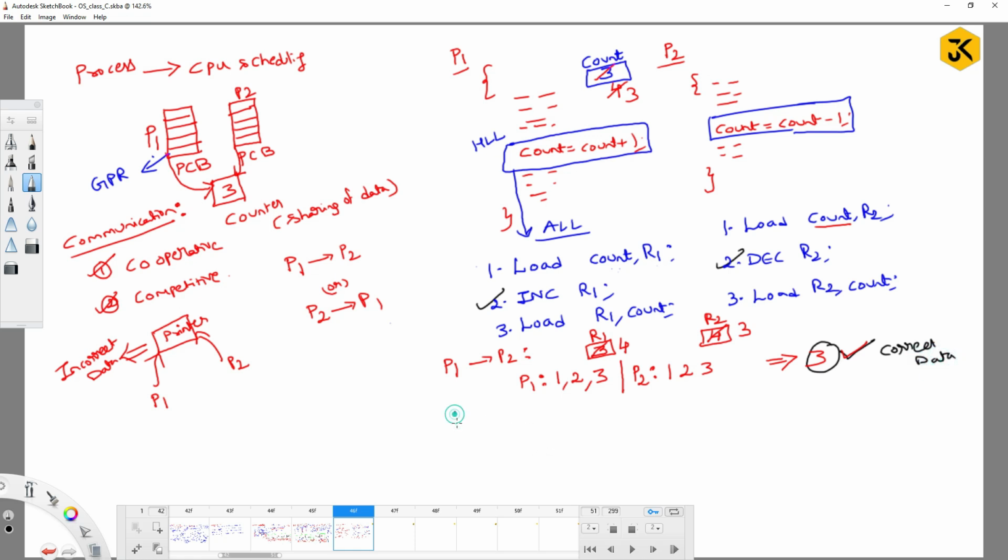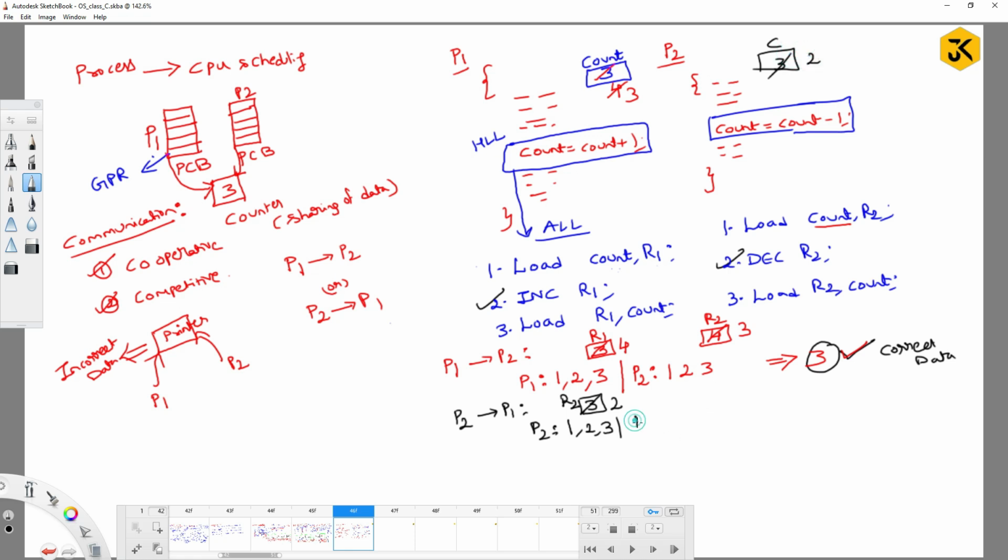Assume that P2 starts execution first, then P1 starts execution. Then what will be the situation? P2 executes the line number 1, line number 2, line number 3. When executes the line number 1, assume that count variable contains the value 3. When executes the line number 1, R2 register contains what value? 3, decremented by 1, that is 2, then updated in the count variable, that is 2.